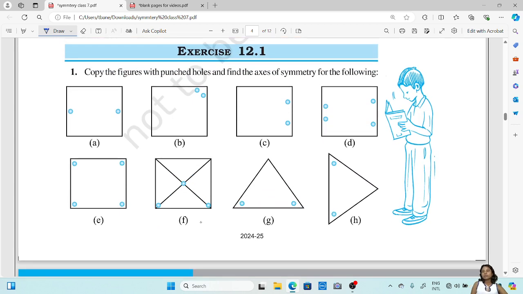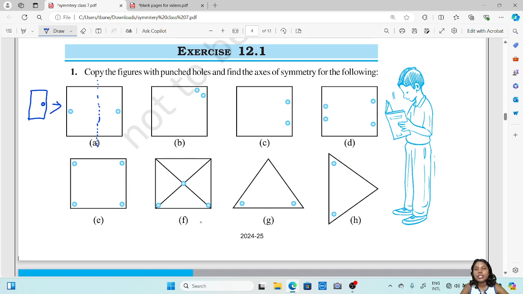Now see. Copy the figures with punched holes and find the axis of symmetry for the following. Now you have to draw the axis of symmetry in each of these cases. So first one, where will be the axis of symmetry? The points are here and here at the extreme ends. So it means that the paper was folded like this from the center. The paper would be basically like this, and the hole might be punched over here. So when you open, you will get this, correct?